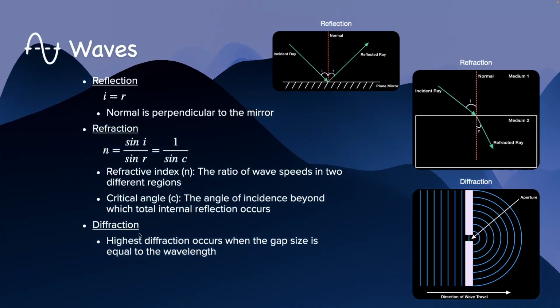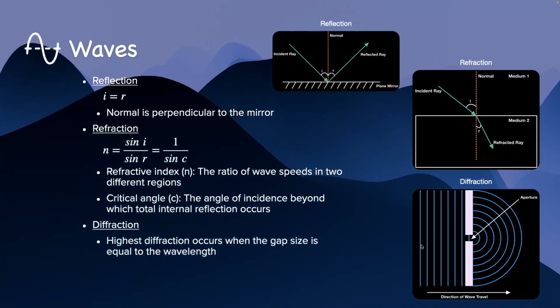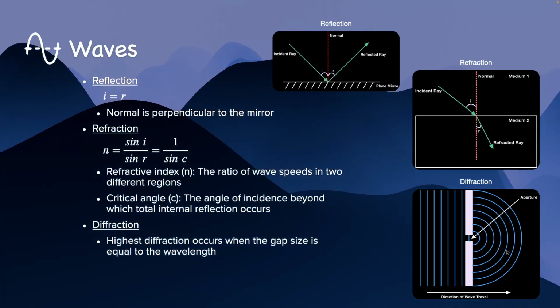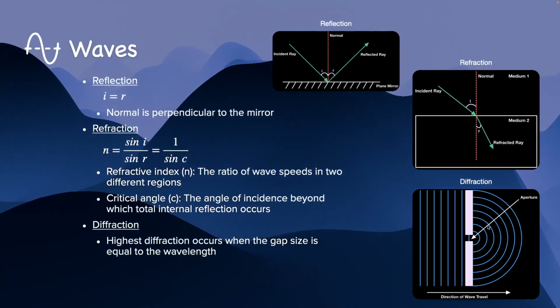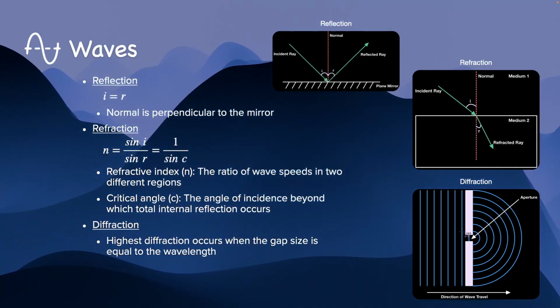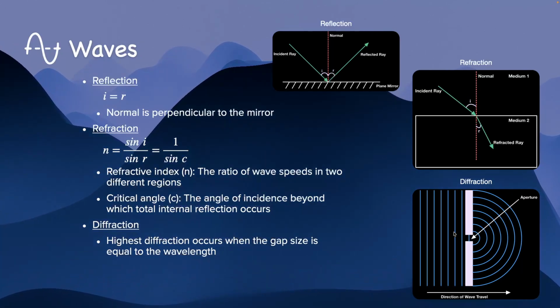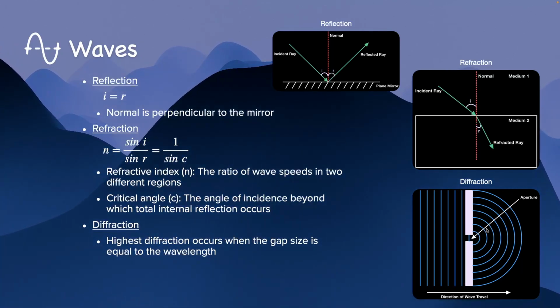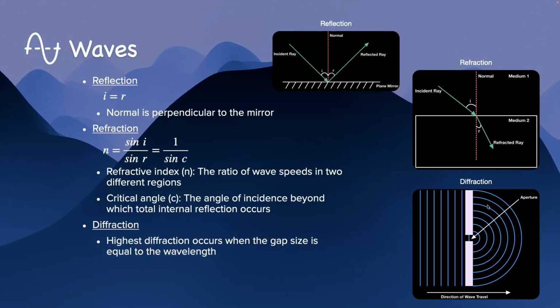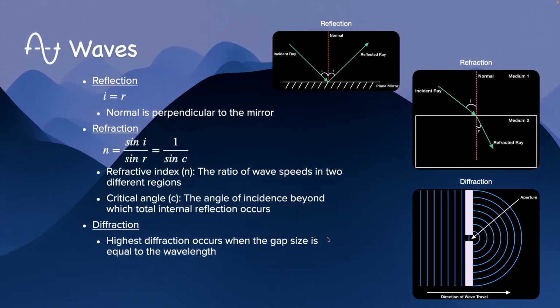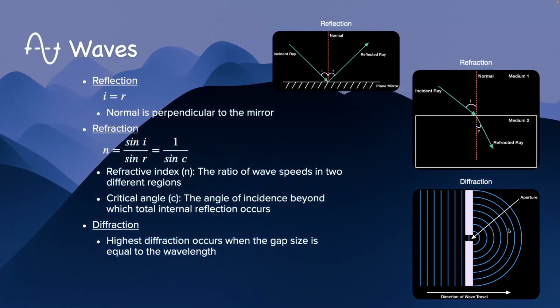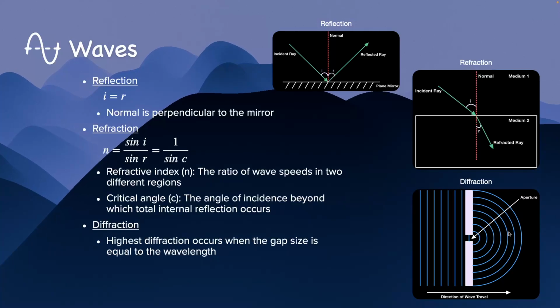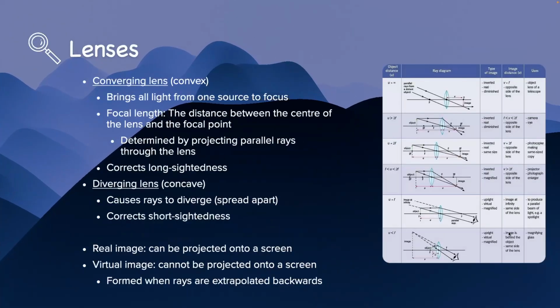Diffraction is also a phenomenon that happens with waves, which is when it spreads out as it passes through a gap, and it happens most when the width of that gap is equal to the wavelength, which is when the diffraction happens at the most angle. So there are no formulae for this. There's nothing you have to know except for this fact, but this is what happens when you have diffraction.